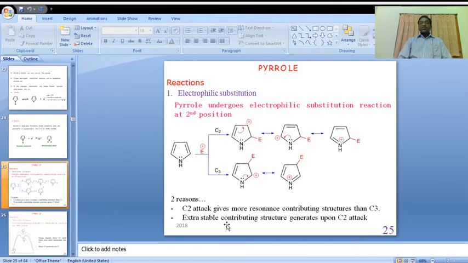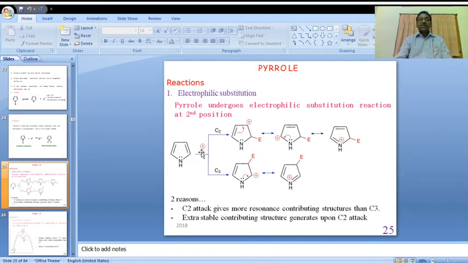When the electrophile attacks the C3 position, it gives fewer resonance structures. Here please observe in what way. Please observe this reaction.